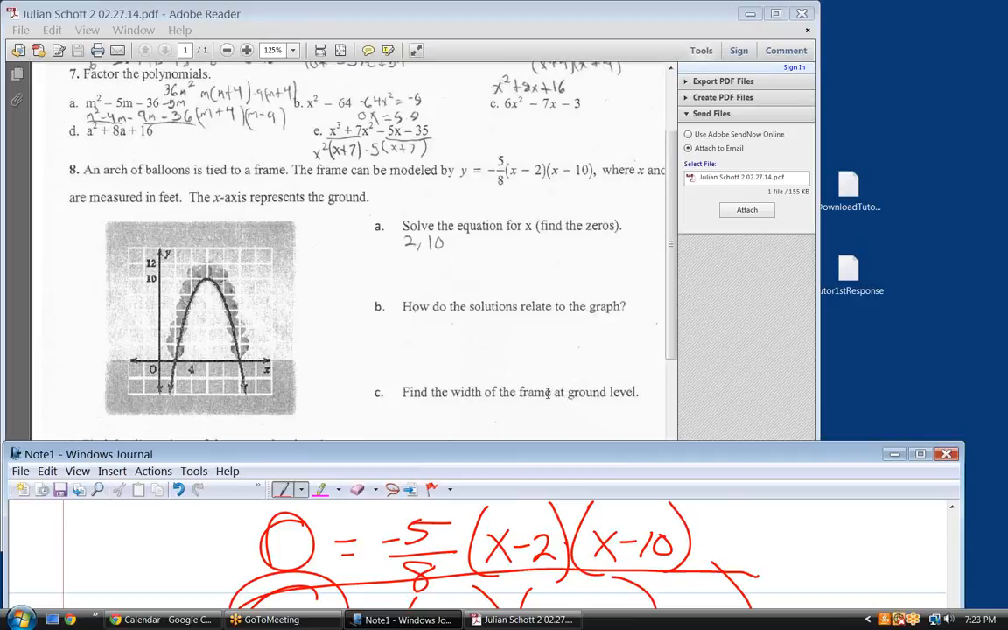Find the width of the frame at ground level. Well, here's the ground. There's 2. There's 10. What's the width right here? 8.